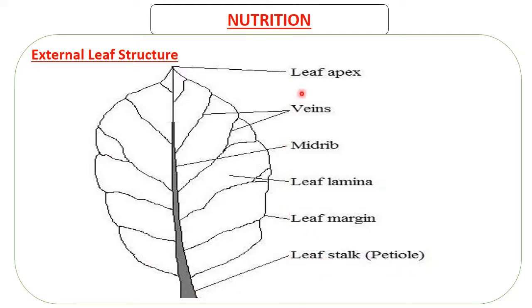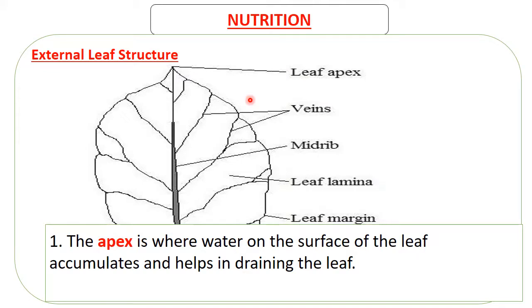So let's discuss the functions of each of the parts, and also the features that allow some of these parts to do their functions. Biology is all about features and function. Like what features does this part have for it to do this function? So that's how it is in biology. That's like the philosophy of biology. So I'm going to start with the apex, which is here.